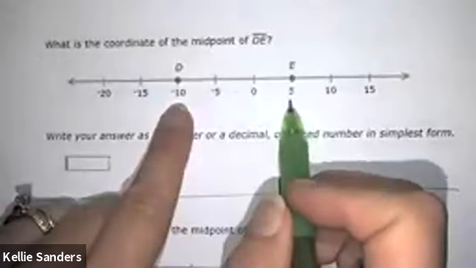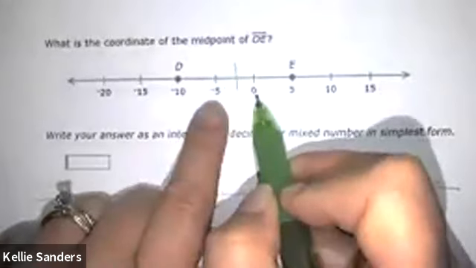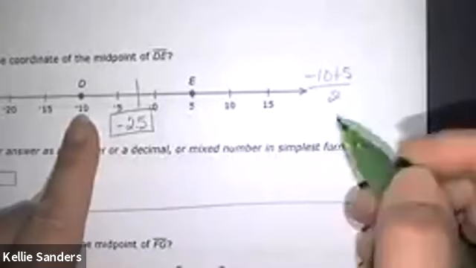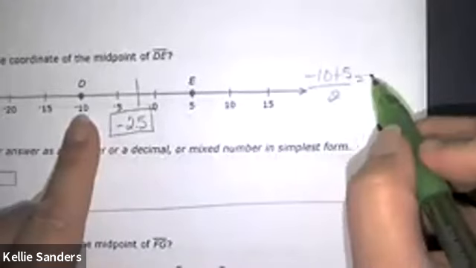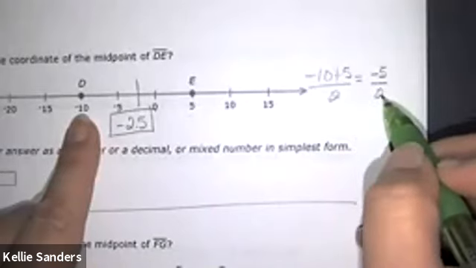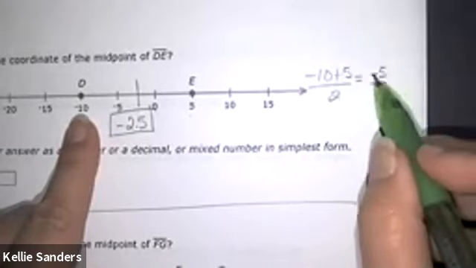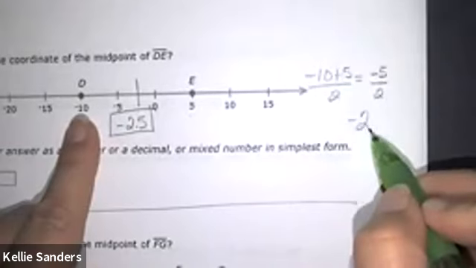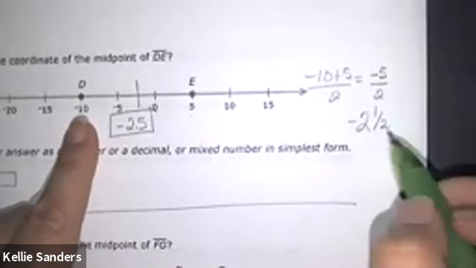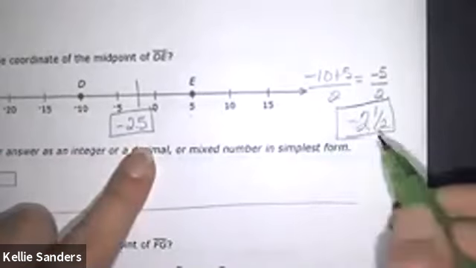What is the coordinate of the midpoint? -10 to 5. It'd be right here. So what's between 0 and -5? -2.5. -10 plus 5 over 2. -5 over 2. 5 is bigger than 2. So 2 goes into 5 2 times. So our answer is going to be -2 with 1 left over, which would be -2.5 or -2 1/2.